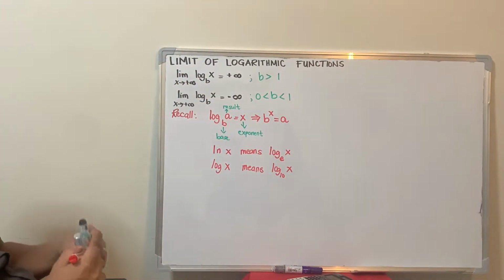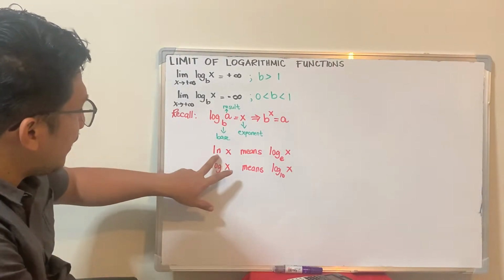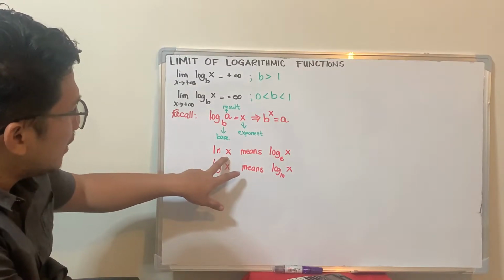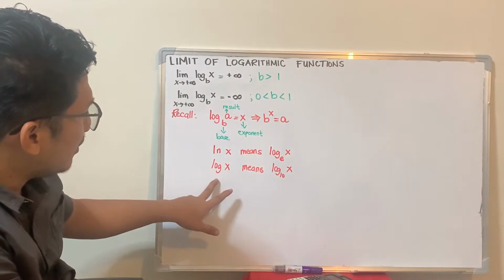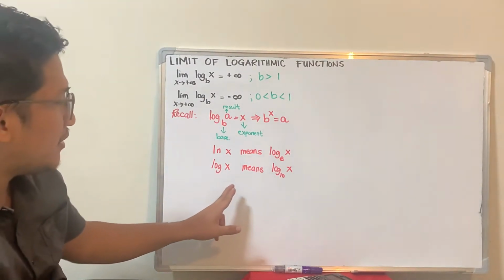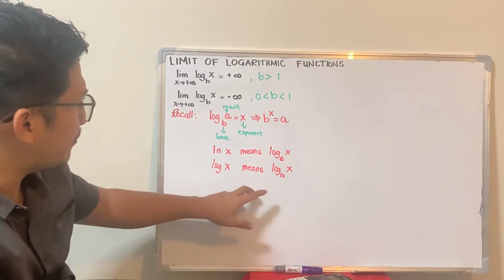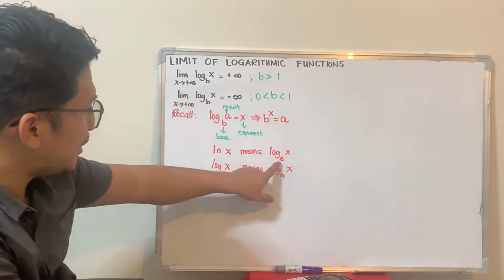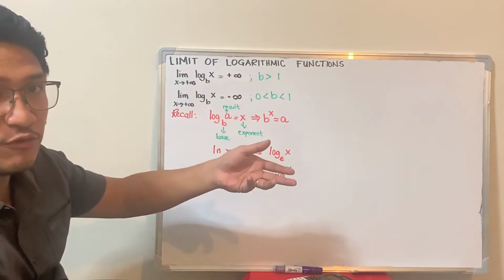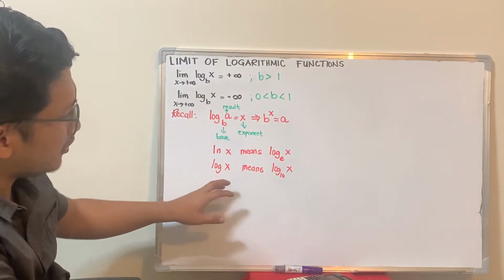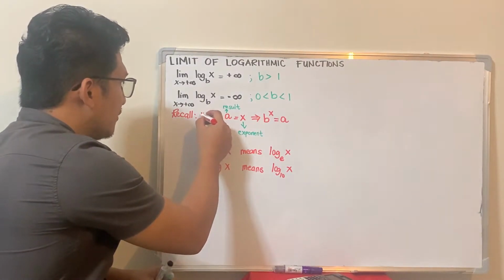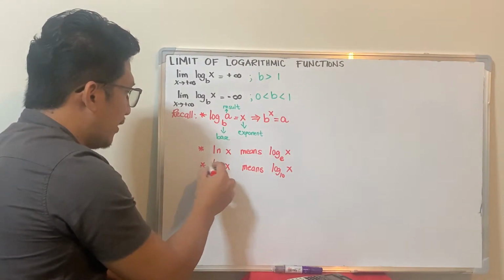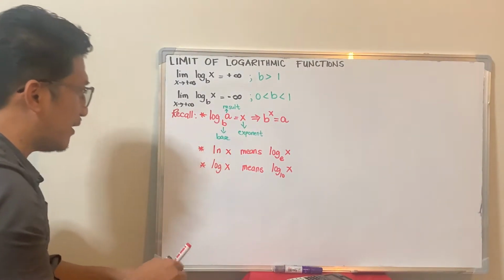Okay? So you need to understand and remember that if we say ln x, or the natural logarithm of x, it means the logarithm of x base e. And the logarithm of x without specifying the base means the base is 10. So to differentiate, ln has base e, or the Euler's constant, approximately 2.718. And the logarithm of x without the specification has base 10. I'll put an asterisk here, you should know these three. And then, let's go through the examples.